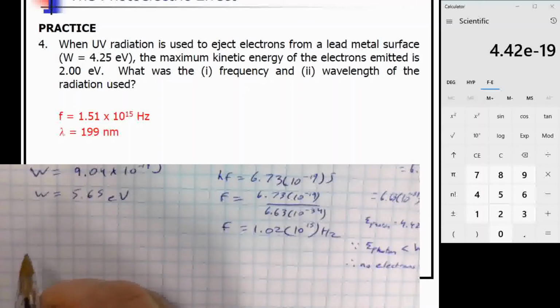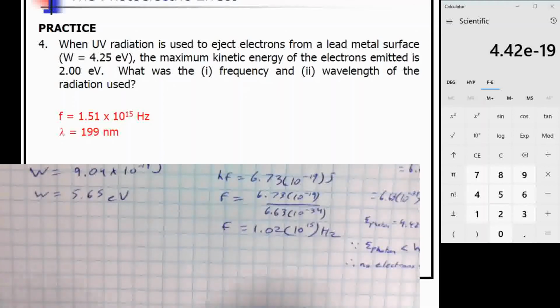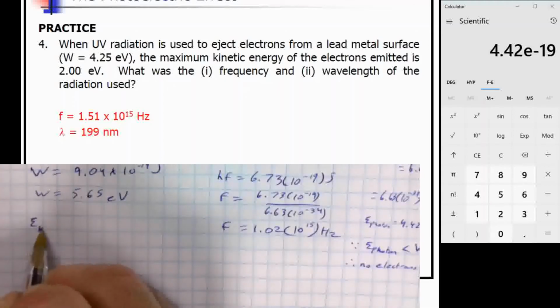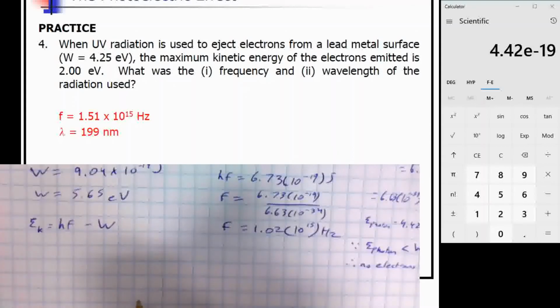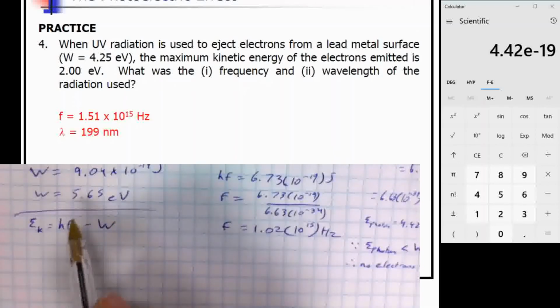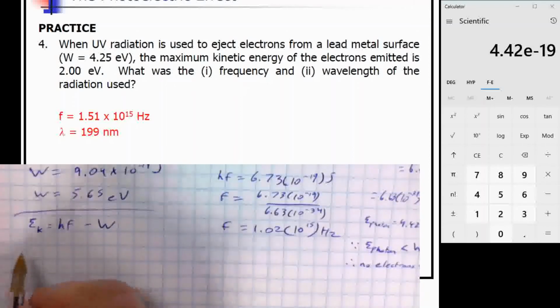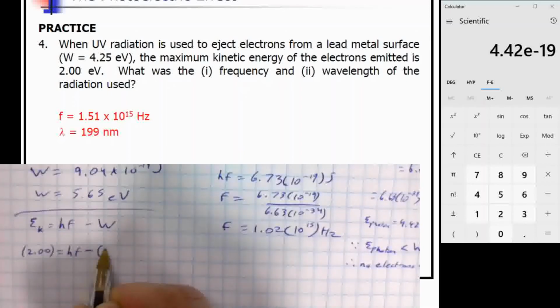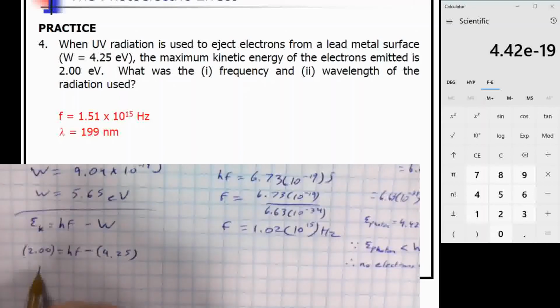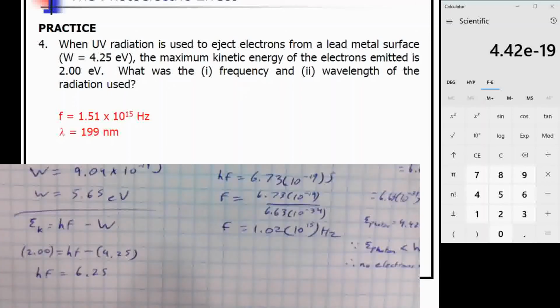So here, we start off again. The kinetic energy is equal to HF minus W. And in this case, we'll leave things in electron volts. So W is 4.25. It says the maximum kinetic energy is 2. So here, if we have 2.00 on this side, and if we have 4.25 here, that means that HF equals, I can just do this in my head, 6.25 electron volts.